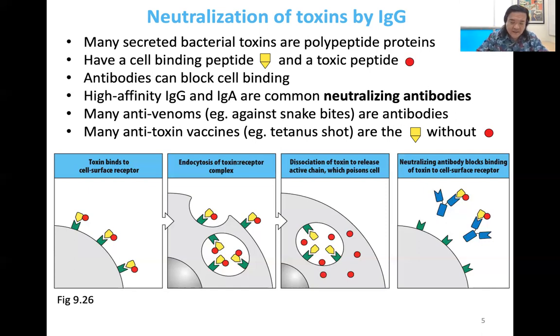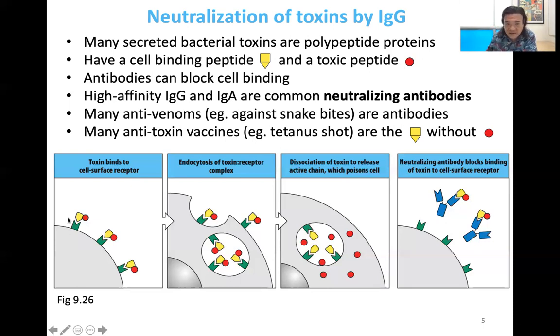So many of these toxins are small proteins. Some of them are made up of different parts. For example, this toxin here, let's pretend it's made up of 2 parts. Both of these are protein parts, but they work together. One part, this yellow structure here, is the part that's responsible for being the right shape to bind to, let's say, the surface of your cell. The other part, the red dot, is the actual toxic peptide. This is the part that if it gets into your cell, it can wreak havoc.